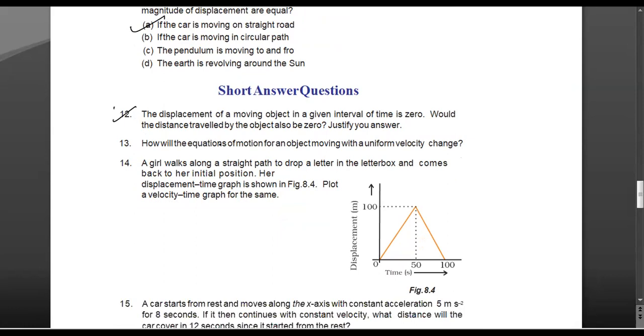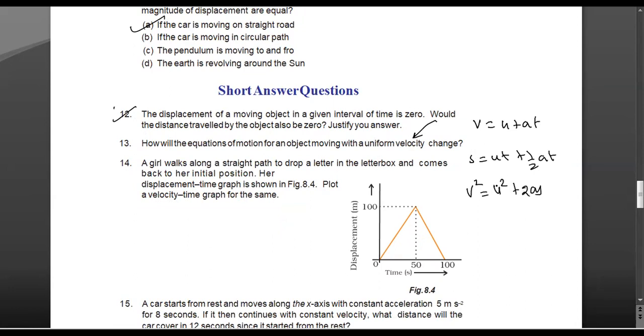It is being asked, how will the equations of motion for an object moving with uniform velocity change? We have the three equations of motion. We have v is equals to u plus at. Another equation is s is equals to ut plus half at square. And we have v square is equals to u square plus 2as.